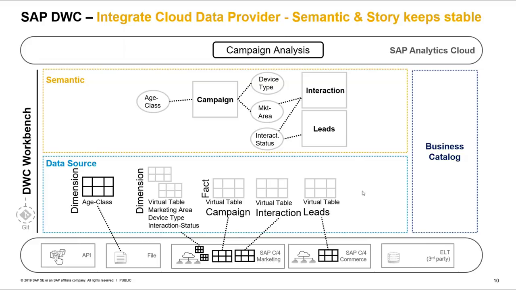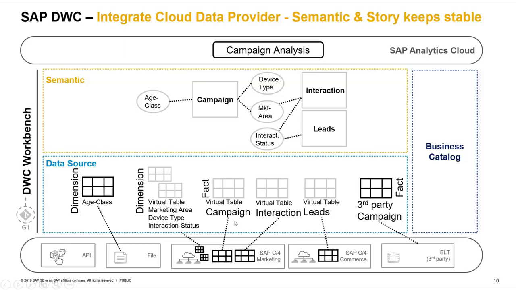Jane is using Data Warehouse Cloud to connect to a cloud data provider and reverse engineer the structure, including creating a persistent table focusing on campaign information of type fact. As we have an existing campaign virtual table already connected to a semantic object campaign, which is part of the overall semantic model, we need to make sure that the existing semantic model remains stable and also the story keeps intact by adding an additional data source to the environment.